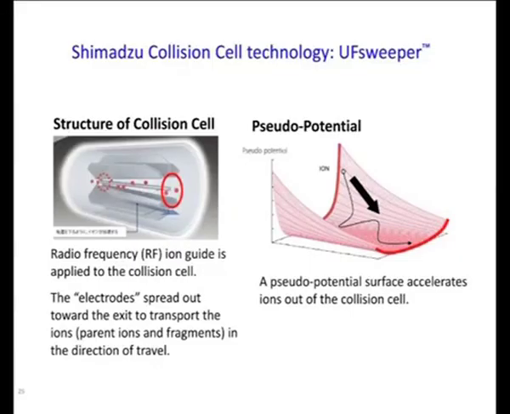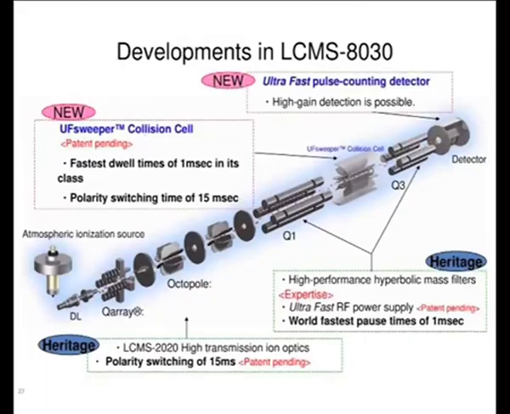In the UF sweeper, there is a special alignment of the collision cell. It provides a pseudo potential. Generally, when ions get fragmented in the second quadrupole, they move slowly and follow the longest pathway. But when you apply the pseudo potential, the ions sweep very easily out of the second quadrupole. You will not get the crosstalk effect. This technique is very helpful to reduce crosstalk when you deal with multiple MRM events.